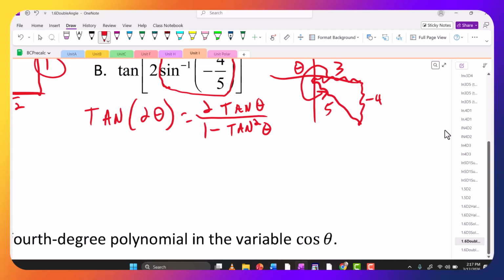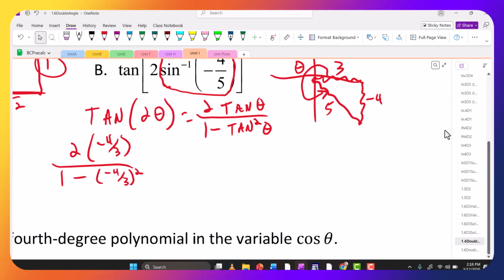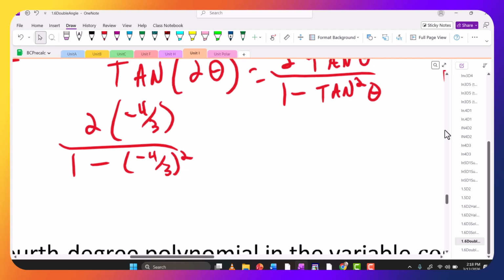Okay, so then 2 tan. Tan is y over x, negative 4/3. And then 1 minus negative 4/3 squared. Okay, and then I'll zoom in on that. So let's get the top cleaned up. Negative 8/3. And then let's try to do some math all together here.